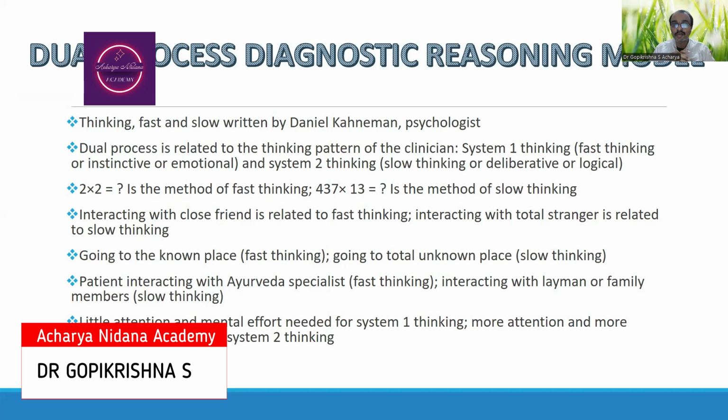that is basically taken from the book Thinking, Fast and Slow, written by Daniel Kahneman, a psychologist. Here, the dual process is related to two different types of thinking patterns: System 1 thinking and System 2 thinking. System 1 thinking is considered to be fast thinking, or otherwise instinctive or emotional thinking. Whenever a thought is associated with an emotion, that is considered to be responsible for faster decision making. That is System 1 thinking.